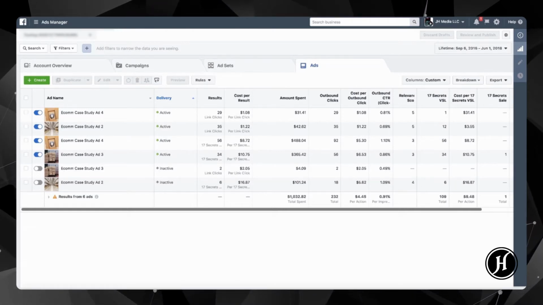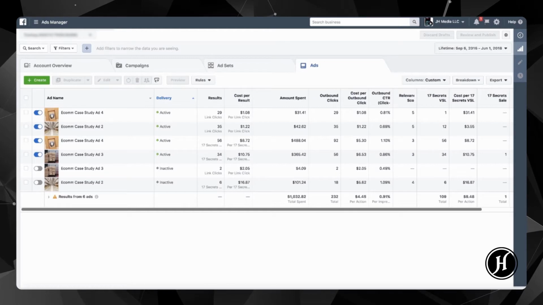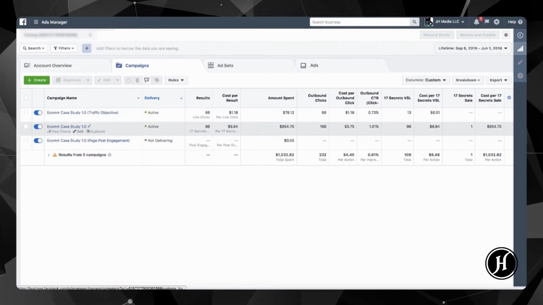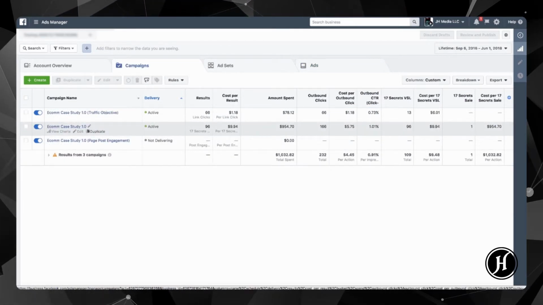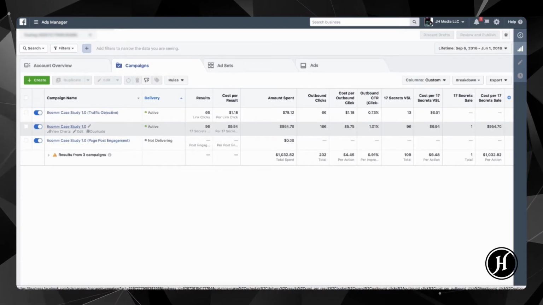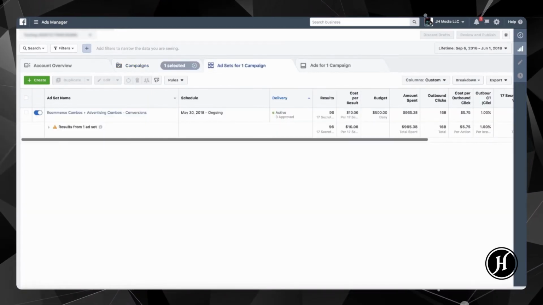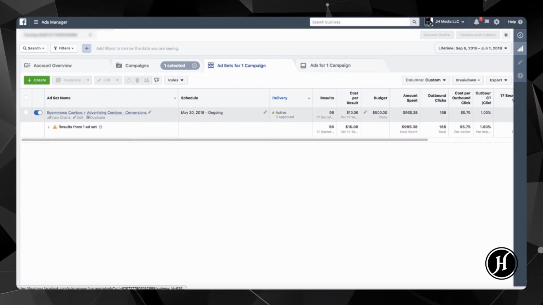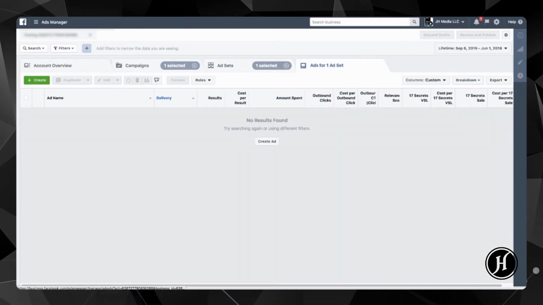And what I'm trying to do is find ways to get lower CPCs and still get leads and traffic that converts profitably, right? So what I did was I started this campaign, this Ecom Case Study 1.0. That's a conversion campaign, all right? And what I did in this campaign is I just put one ad set. I started it at a $500 a day budget. I haven't changed the budget one bit. So this is the third day of the campaign right now.